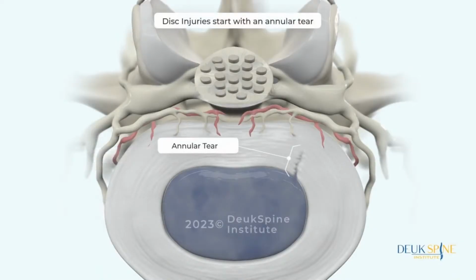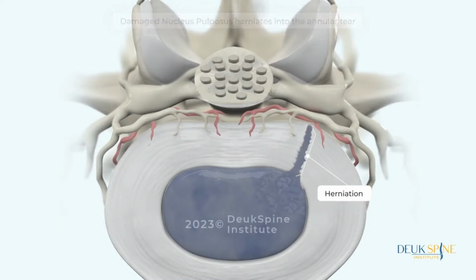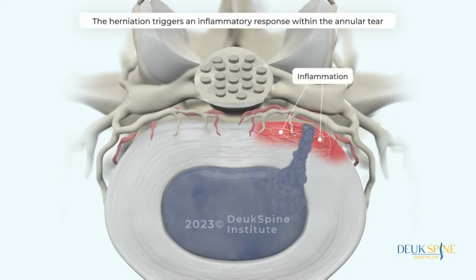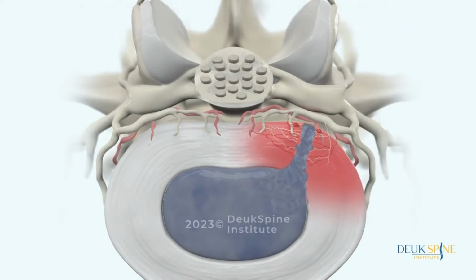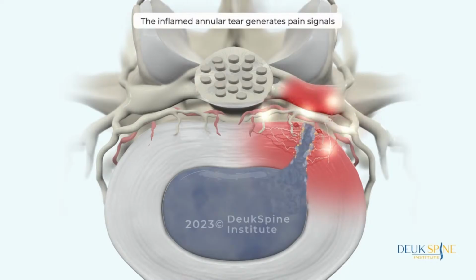Disc injuries start with an annular tear, damaged nucleus. Pulposus herniates into the annular tear. The herniation triggers an inflammatory response within the annular tear. The inflamed annular tear generates pain signals.